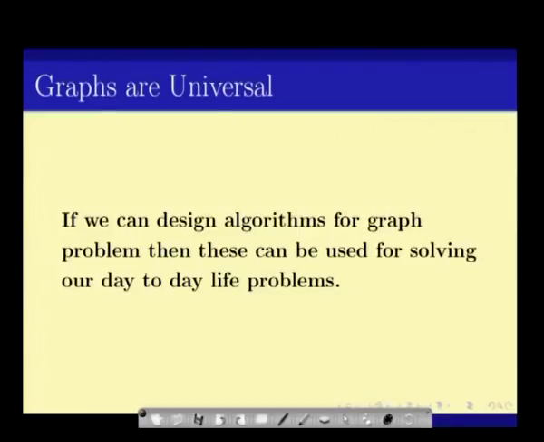To highlight whatever I was saying, graphs are very universal and they are used for solving various day to day life problems. Not only day to day life problems, many other problems in computer science and other subjects also. So, understanding graphs from purely their combinatorial value is very important, then we can solve many other problems.